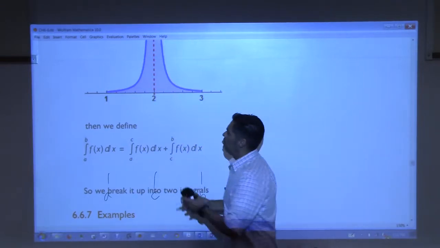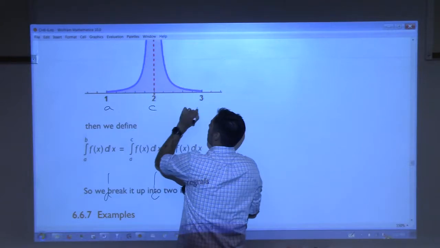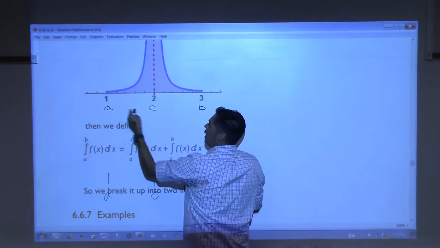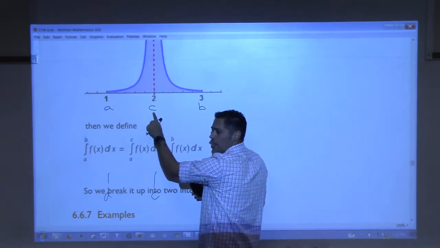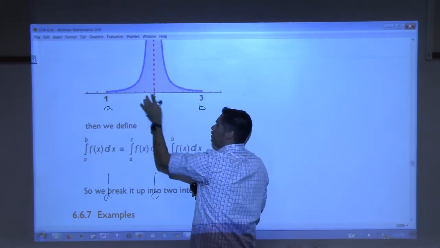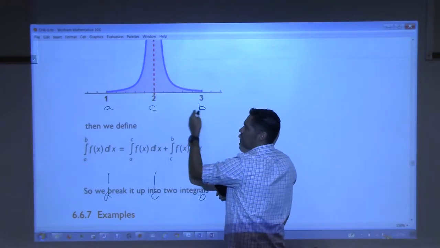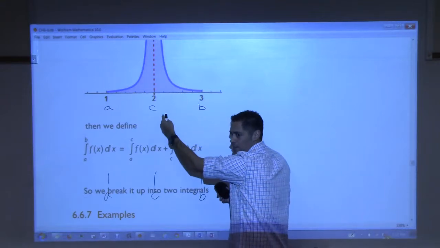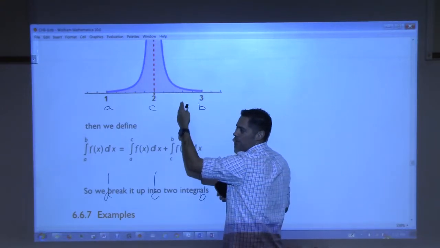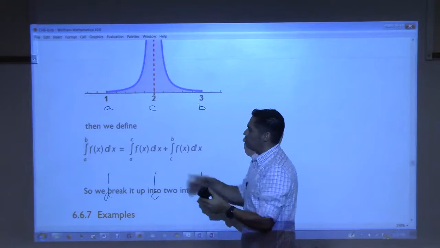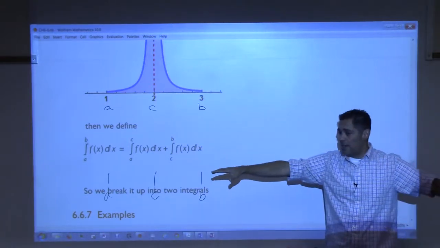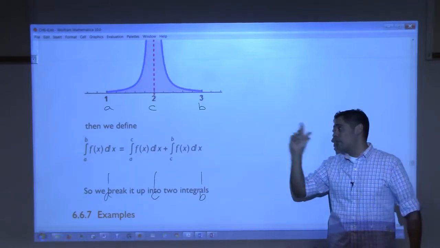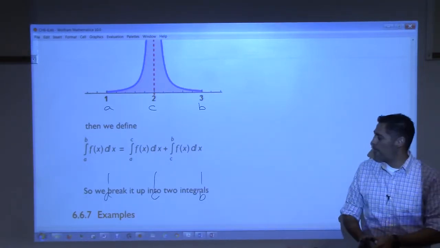Now, when we go from A to C and we do that integral, we'll have to replace C with T, and then take the limit as T approaches C from which side? From the left side. But when we do this integral from C to B, we'll have to replace C with T and approach from the right-hand side. So this problem right here is actually two problems, right? Just like when we had negative infinity to infinity, we broke it into two problems. When we have this, we have to break it into two problems.